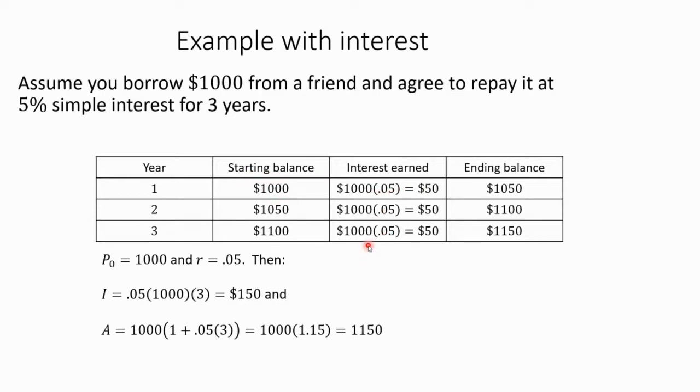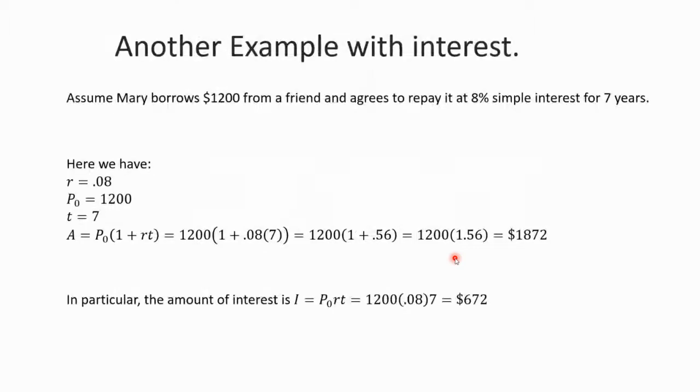As opposed to compound interest, which we'll see shortly. In that case, you would keep recalculating the interest, and because of that, the interest that's earned would increase as well. But we'll see that shortly. Okay, so that's one example. Well, let's do another one.